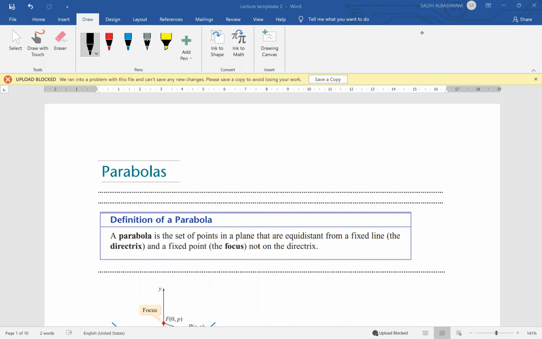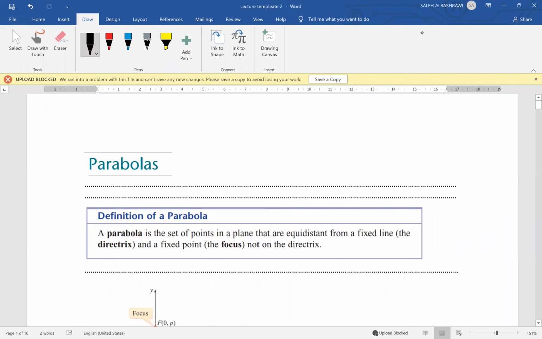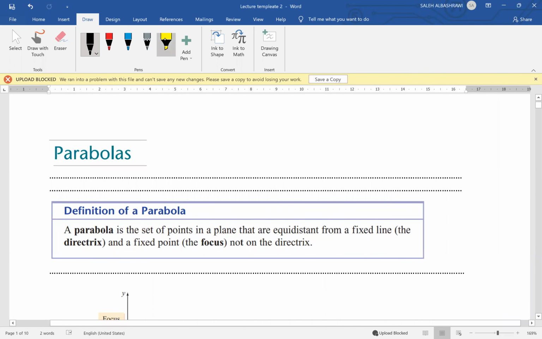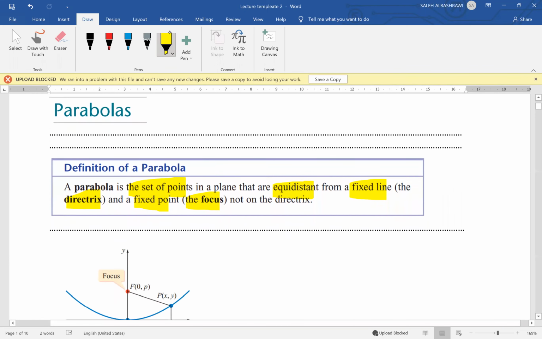The parabola is a set of points in a plane that are equidistant from a fixed line called the directrix and a fixed point named the focus, not on the directrix. So the parabola is a set of points in a plane that are equidistant from a fixed line.